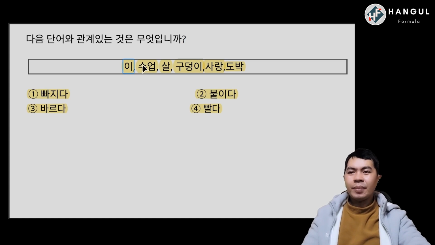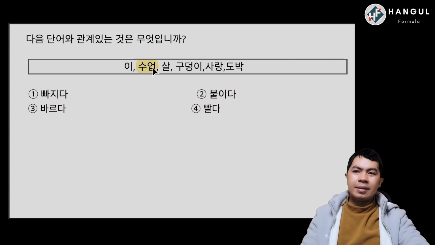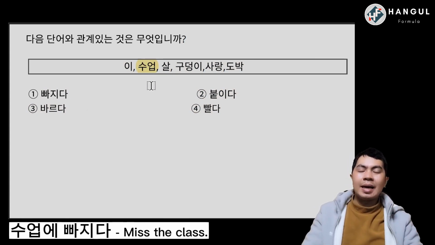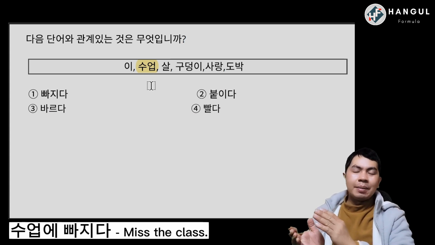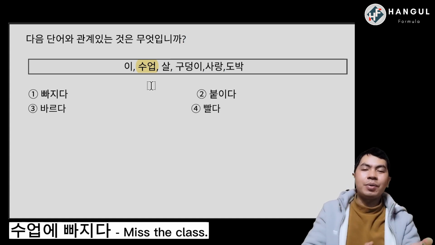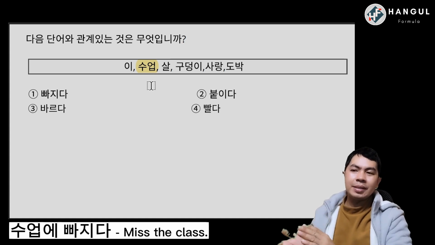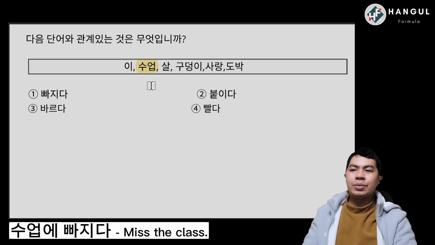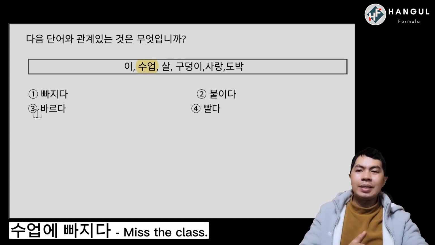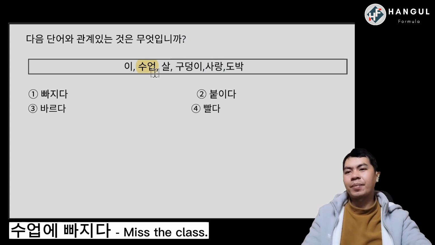And suop, guys, suop is a class. And then suobe pajida, ibig sabihin, guys, is to miss. Kumbaga, na-miss mo yung klase mo. And there are other similar words like nuchida, nuchoso, and this one is pajoso. In past tense kasi na-miss mo na eh. So suobe pajoso, I miss my class.